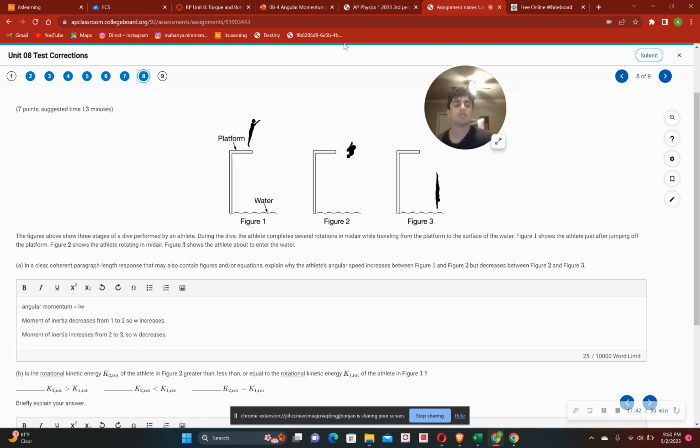Now from figure 2 to figure 3, it decreases because let's look. Same thing as this, right? It's going to have very similar moments of inertia. Maybe it's a little off because this is straight, this is a little angled, but this is extremely tucked in. This is not. So the moment of inertia is increasing, right?